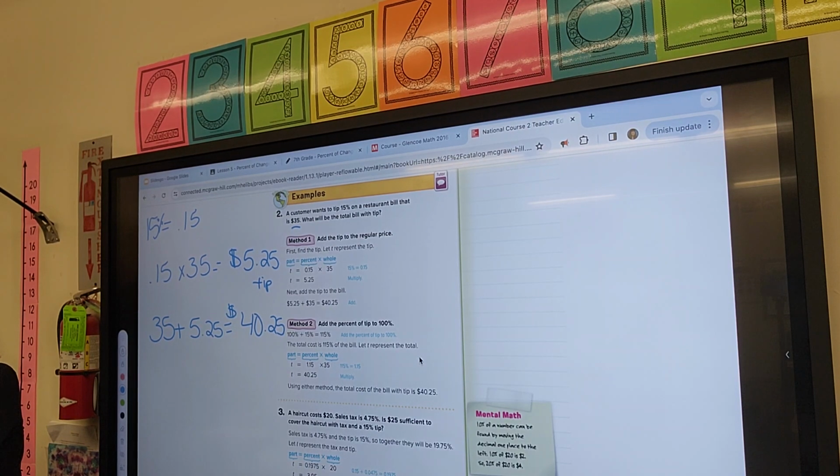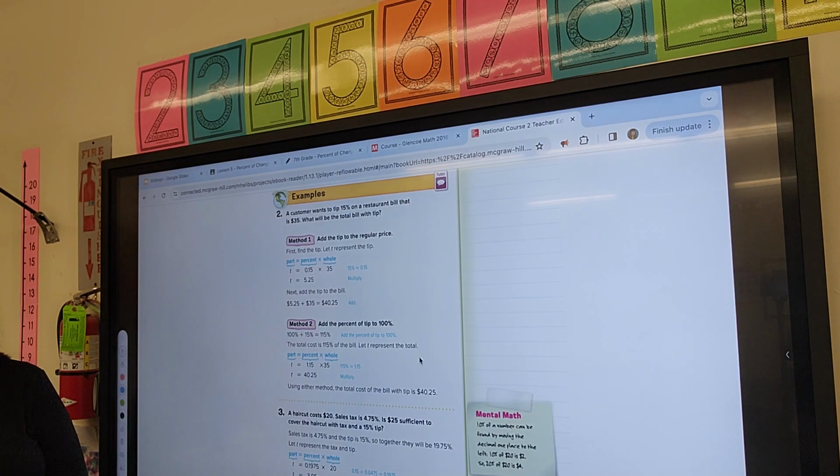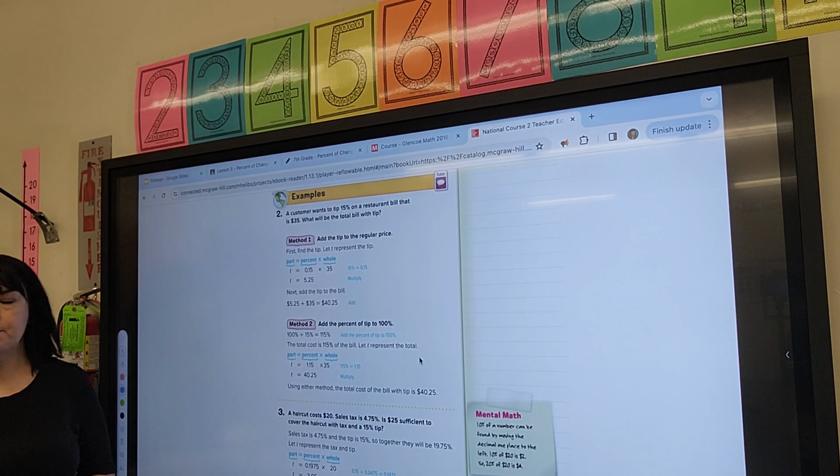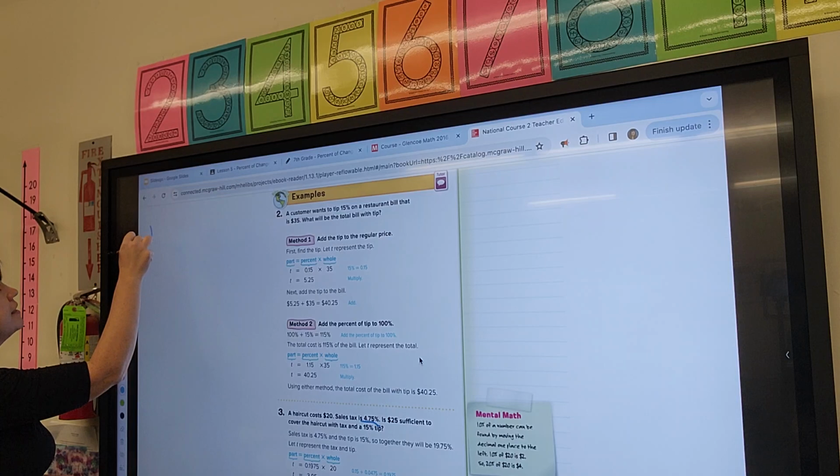All right, so let's look at example 3. Example 3 says a haircut costs $20. Sales tax is 4.75%. Is $25 sufficient to cover the haircut with tax and a 15% tip? So now we have tax and tip to deal with. How we're going to do that is we're going to change our percents to decimals, both of them. So tax is 4.75%.